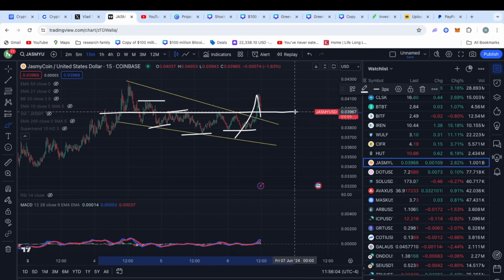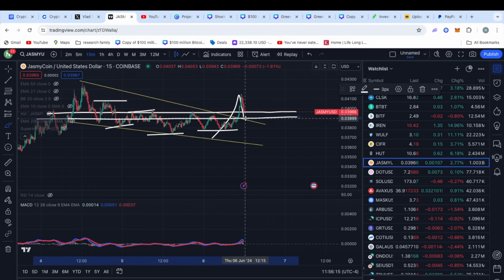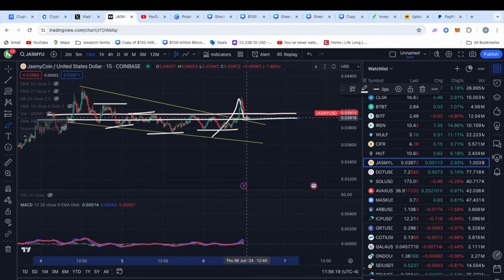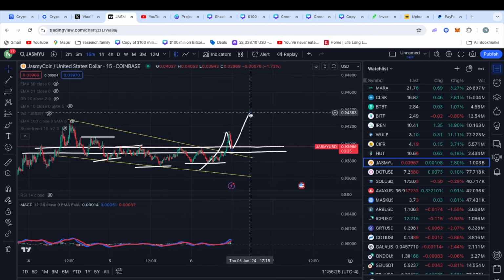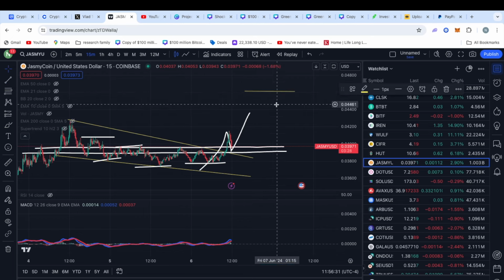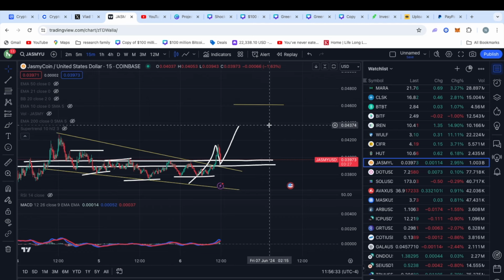So I'm looking at Jasmy somewhere around 39 and 38 to find some really good support right here. If we can bounce off this 39, 38 target, the next leg up on the 15 minutes should send the price of Jasmy somewhere around 45 and 46. Somewhere around here. I think that's where we're going.